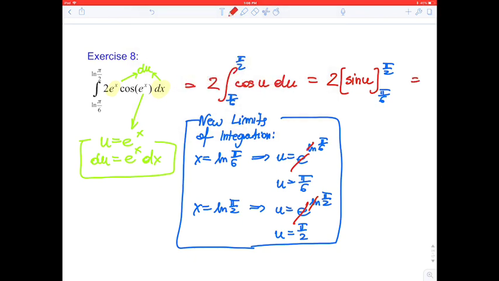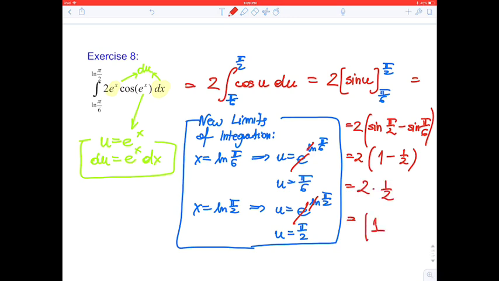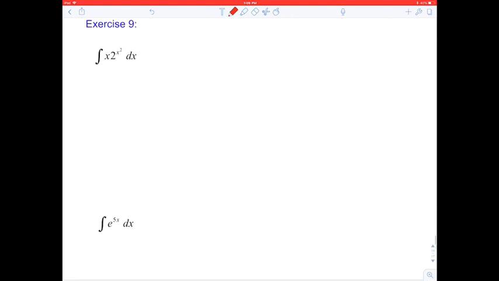Let's substitute pi over 2 and pi over 6. A little bit of unit circle. 2 times sine of pi over 2 minus sine of pi over 6. Sine at 90 degrees, sine at pi over 2 is 1. Sine at pi over 6, which is 30 degrees, is 1/2. Okay, 2 times the difference of 1 and half gives simply 1.